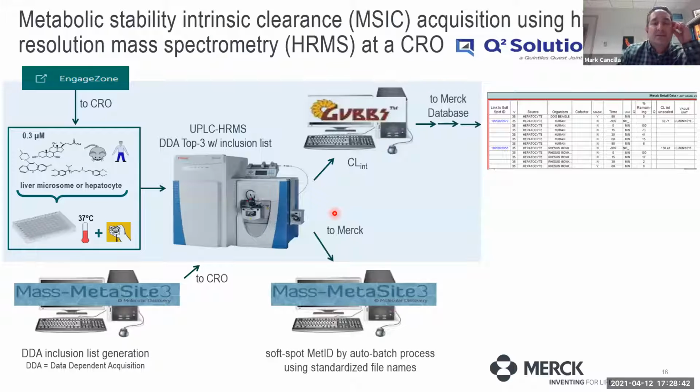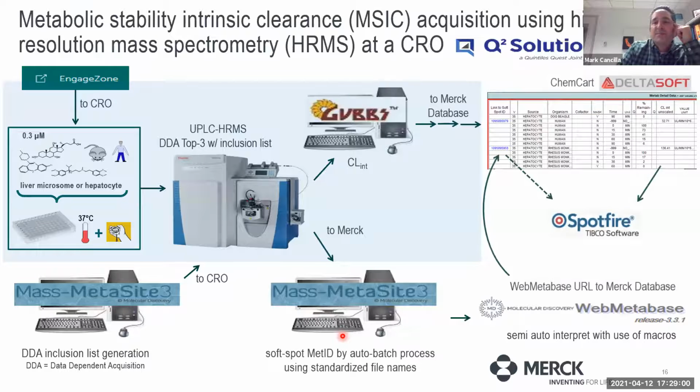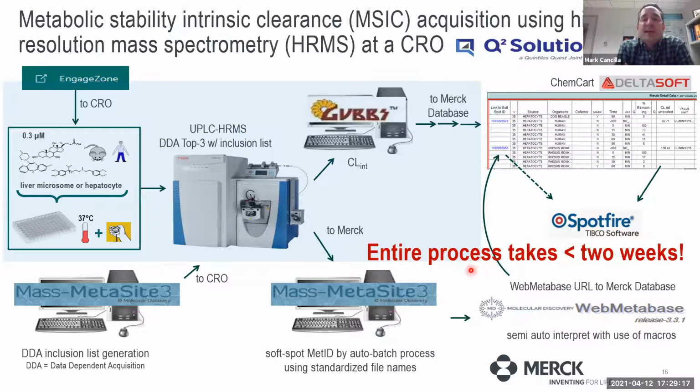But then the qualitative information actually gets packaged and sent back to us because we have Mass MetaSite on our servers. And so that's all processed in-house. And then that goes in, again, using Molecular Discovery's Mass MetaSite. And then that all gets put into the Merck database. And that's how it's shared with the teams. And so you'll notice now there's even a link for each compound. So that's what these little blue highlights are. But then the nice thing is now the entire process takes less than 2 weeks. So this is the way we now do our tier 1 quantitative, qualitative, metabolic stability, and MetID assay.